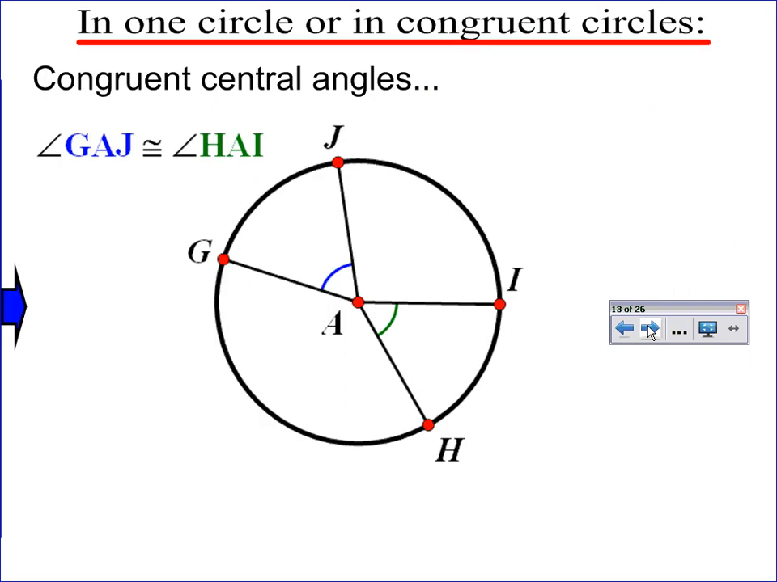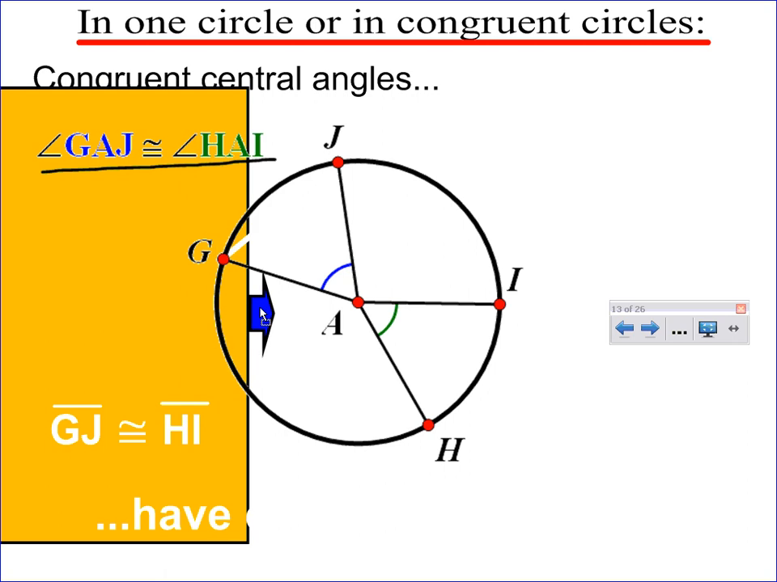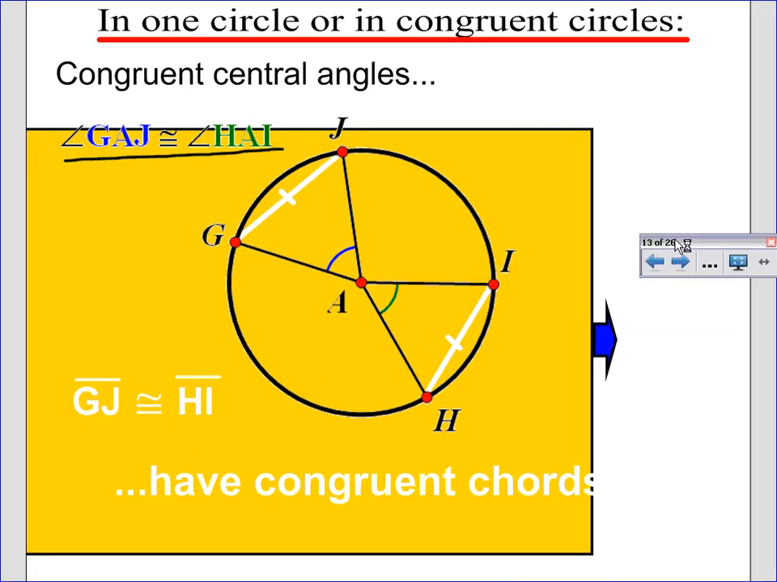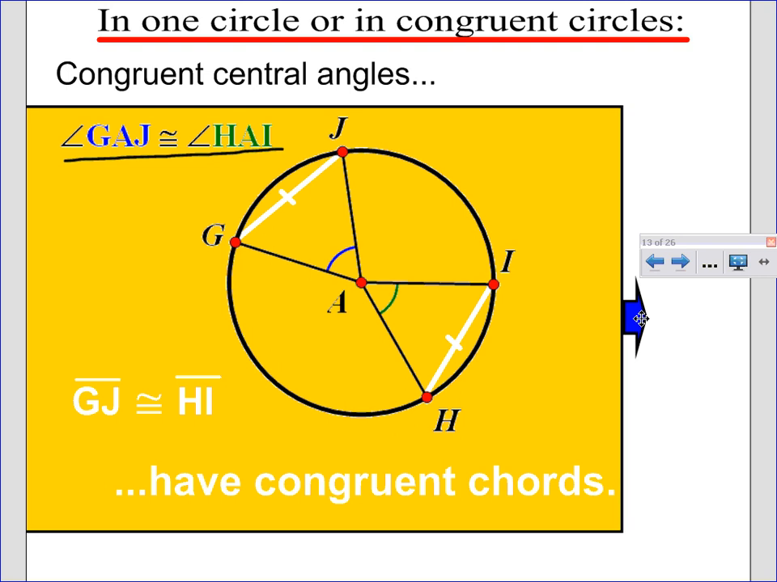Here are the important pieces you need to know, and you can fill in the blanks here. The ifs are these pieces here, and then I'll show you the thens. So congruent central angles, GAJ and HAI. Your letters might be different on yours, so you have to decide how you want to attack that. Congruent central angles have congruent chords. These are the congruent chords. So if I have this, then I have this.